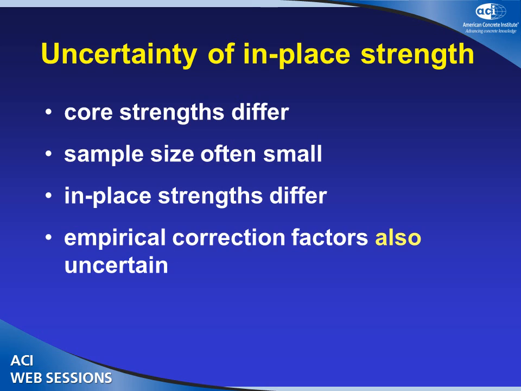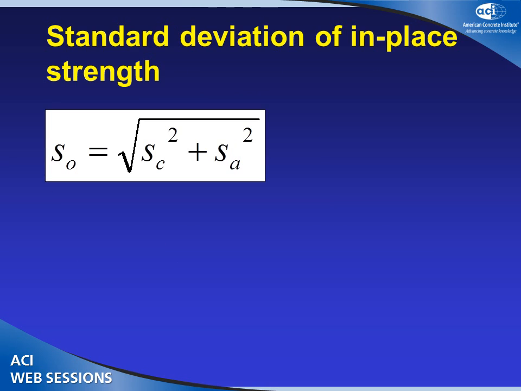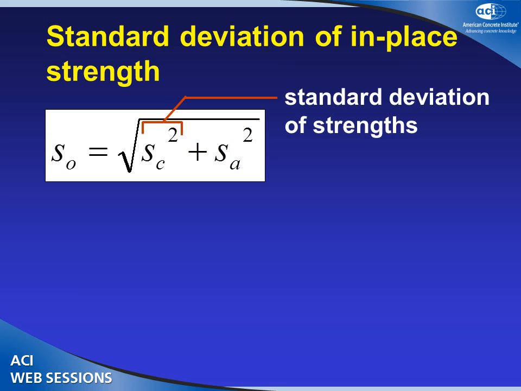The thing to note is that there's tremendous scatter in the empirical correction factors as well. And so not only are you trying to understand the uncertainty that's really out there, but you're also having to account for the fact that the various factors you're using to convert a core strength to an in-place strength have some uncertainty associated with them as well. So we can think about the standard deviation of the in-place strength, the overall standard deviation, being the sum of the standard deviation of the core strengths plus the standard deviation due to these empirical correction factors.